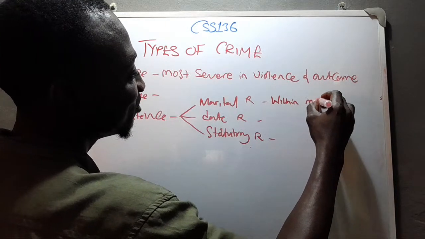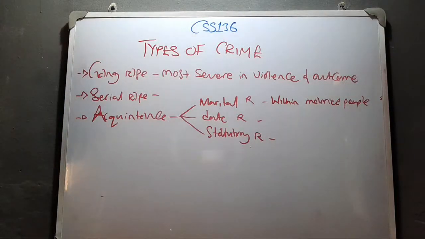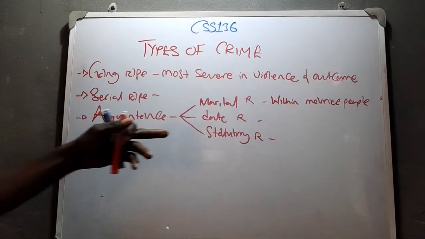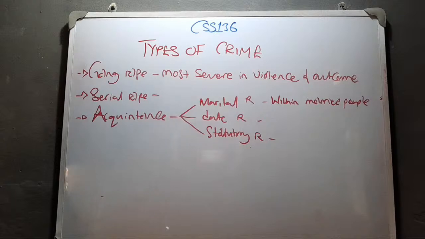According to what we have here, marital rape is the forcible sex between people who are legally married, and a legally married man could be charged with raping his wife. Then we have statutory rape, which refers to the sexual relationship between an underage minor female and an adult male.